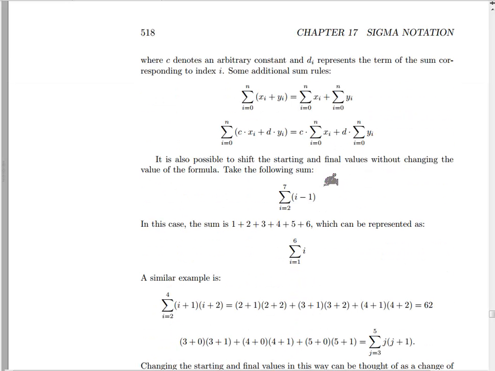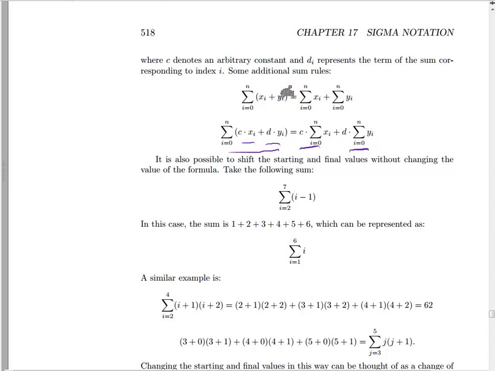Here are some other rules of sums. These are generalizations of rules you've seen in high school. If you take a sum of the sum of 2 terms, I can break up the sum in a different way. I can sum all of the x's and all the y's separately and then add them together. Doesn't matter which order I add. This rule combines the previous 2. This is what we would call a linear combination. So a linear combination of terms can be expressed as a linear combination of sums.